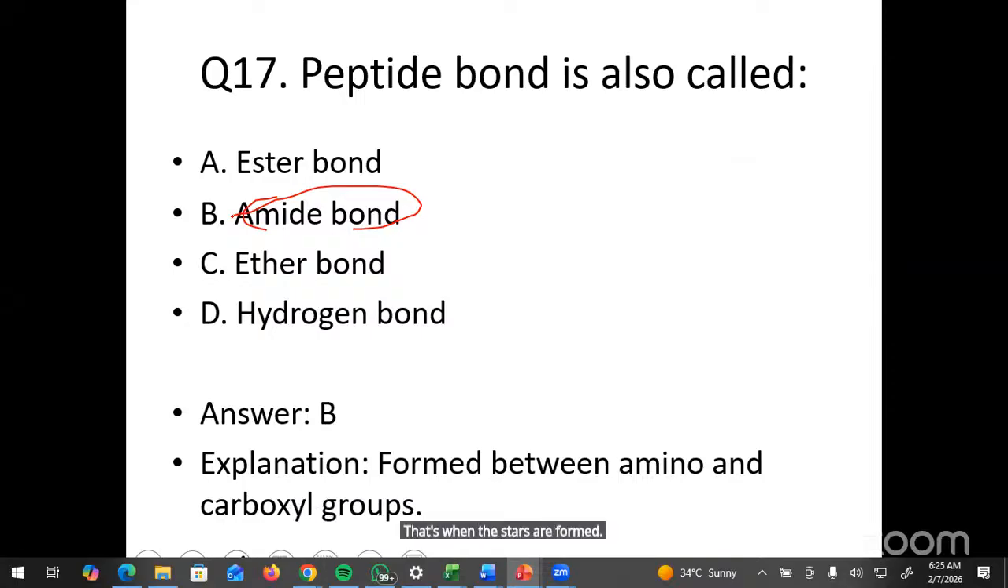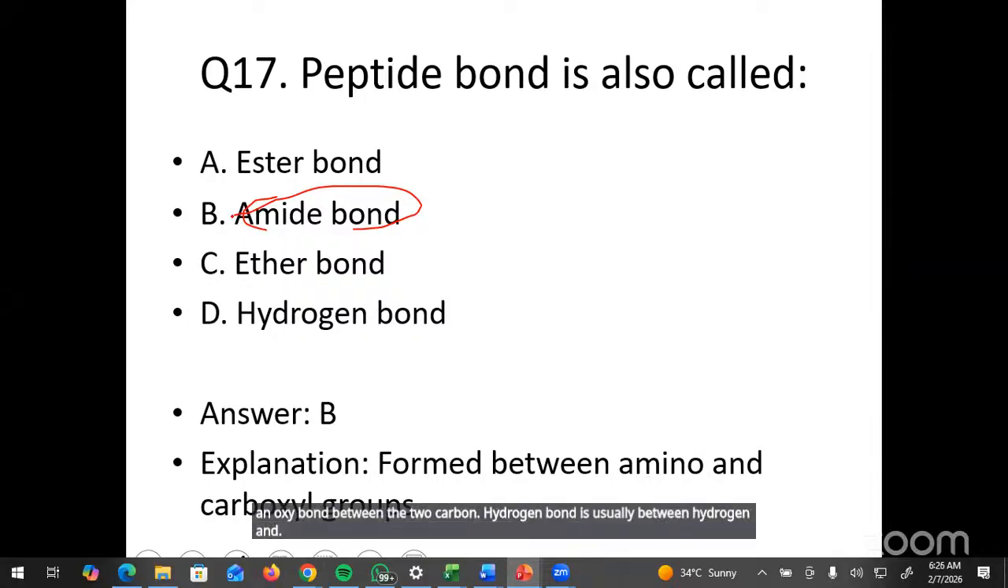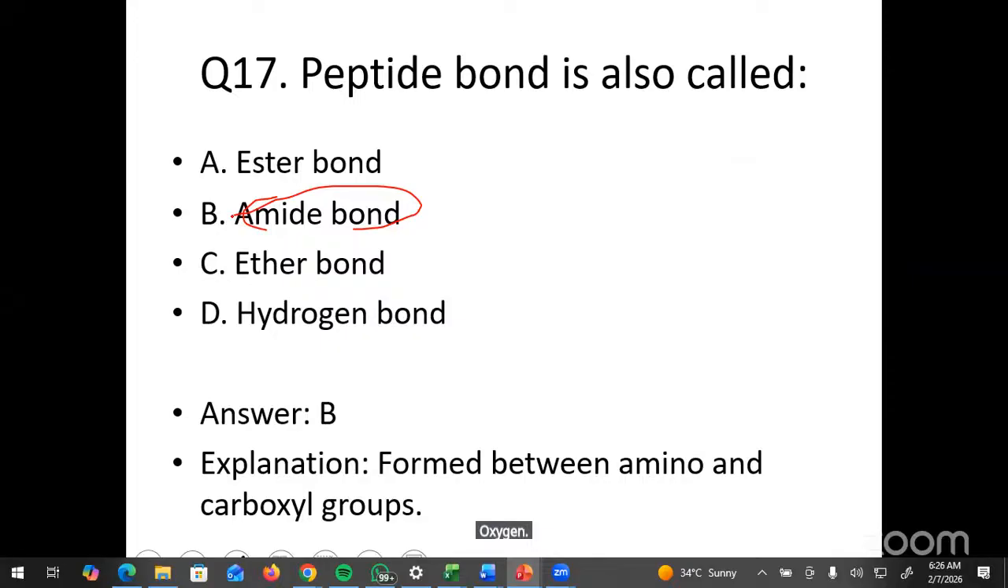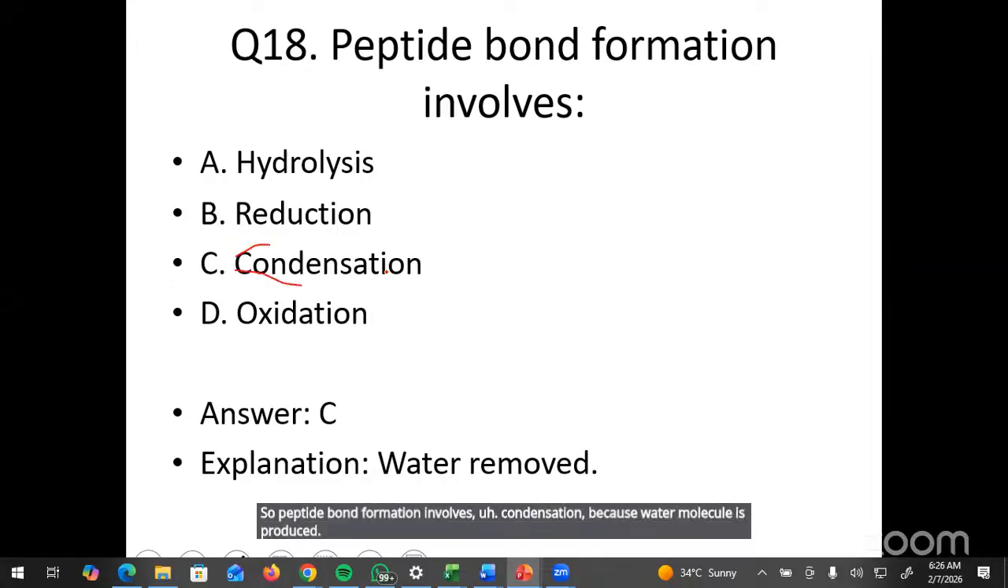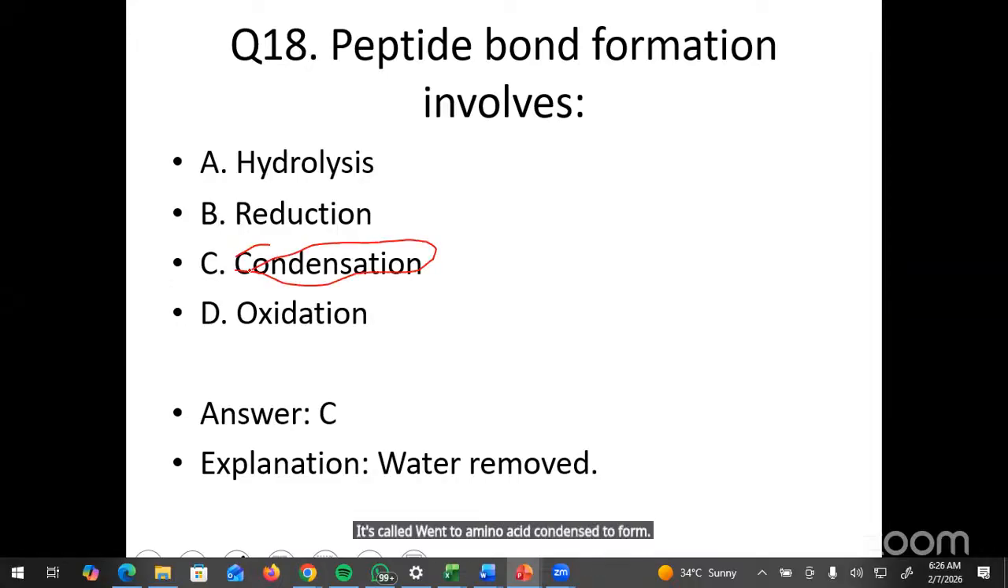Ether bonds are bonds with an oxygen between two carbon atoms. Hydrogen bond is usually between hydrogen and oxygen, and it is a weak bond, while an ester bond is a covalent bond. So peptide bond formation involves condensation because a water molecule is produced. When two amino acids are condensed, they form a dipeptide, then tripeptides, and so forth. When we have so many, it is called a polypeptide.